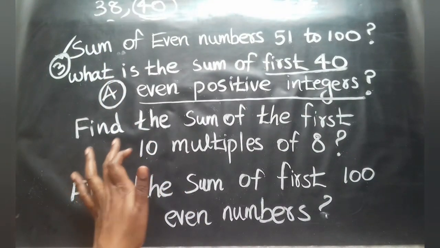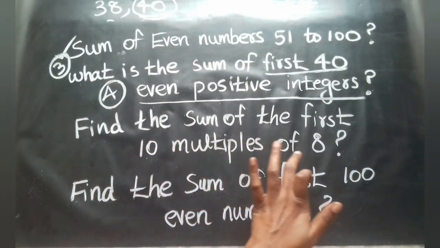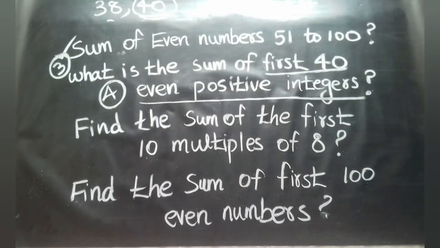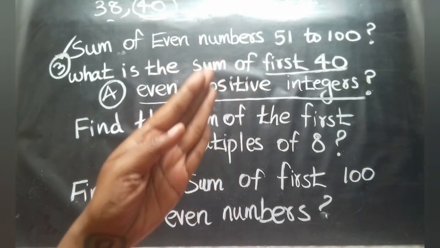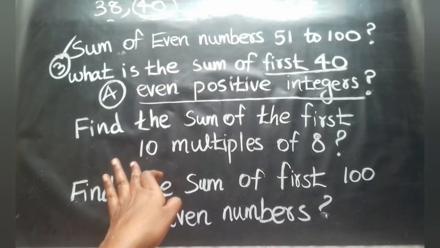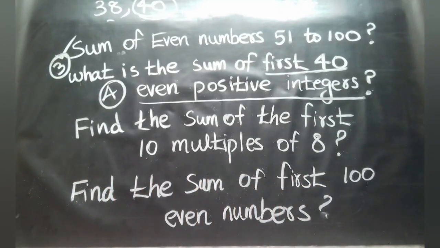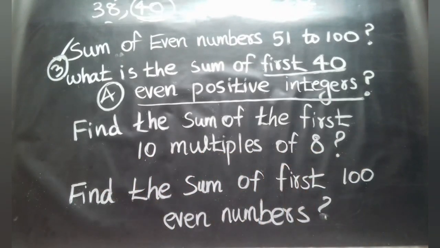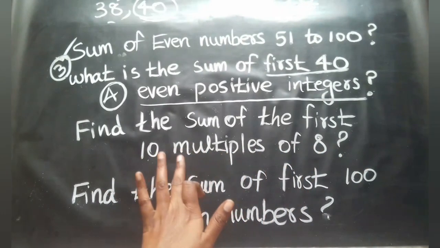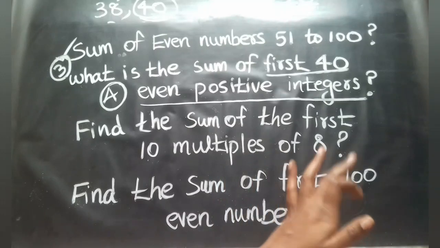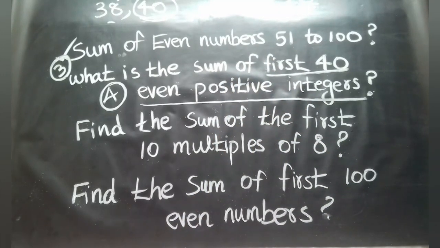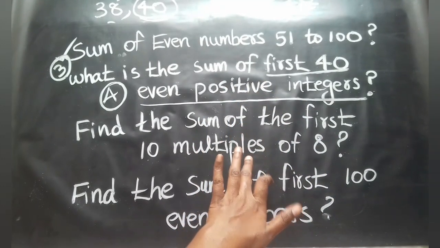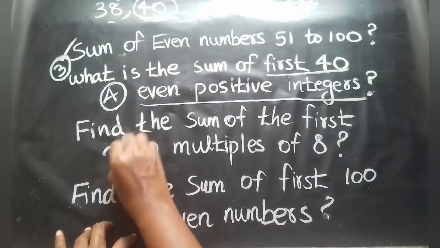Next question here is, find the sum of the first 10 multiples of 8. Multiples of 8 means the 8 times table. So 8, 16, 24, 32. So you have to calculate till 10 times 8, which is 80, so that you will get 10 multiples of 8. Since they have mentioned multiples of 8, the first even number will be 8 here. So you cannot use the n into n plus 1 formula here. Other 3 methods you can use.